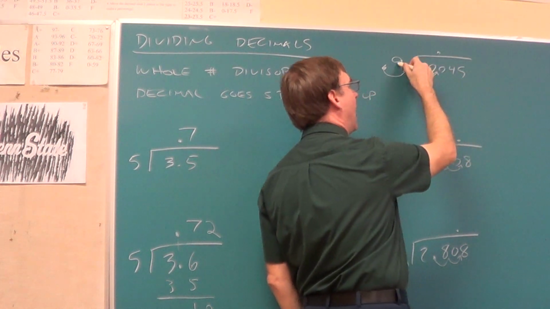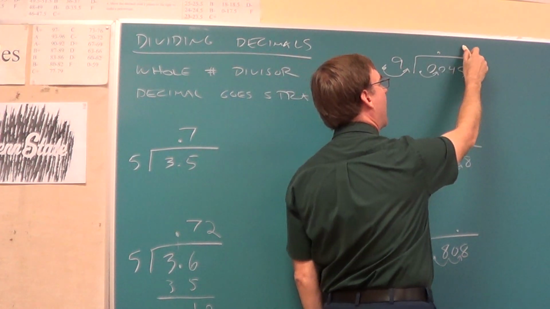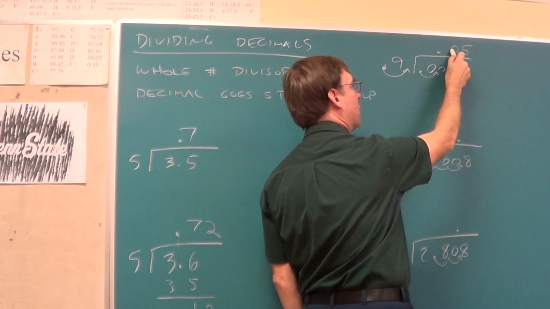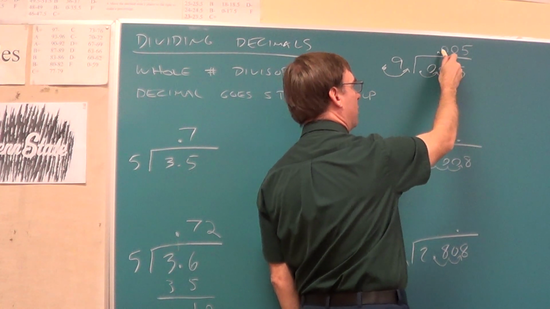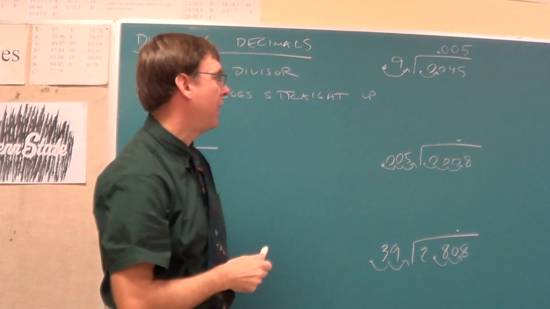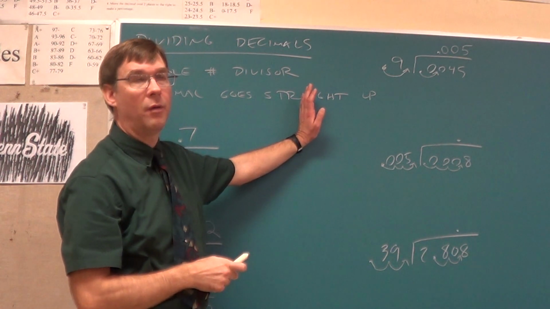Above the 5. 9 can't go into 0. 9 can't go into 4. 9 can go into 45, so put the 5 above the 5. So what's got to go above the 4 is a 0. Above the 0 is a 0. And this, if you want to put the 0, you can, but I don't care about that piece of real estate there. Question about that?